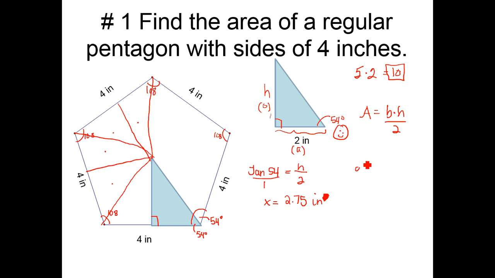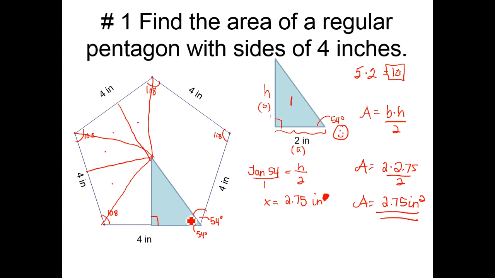So now I can find the area. The area is base times height divided by 2. So my area is also 2.75 inches squared. That's where I was getting that before, sorry. Because 2 times 2.75 divided by 2, it stays 2.75. Okay, so the area of this one triangle is 2.75 inches squared.